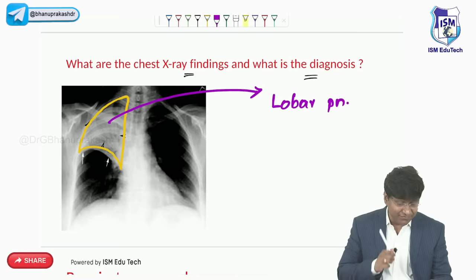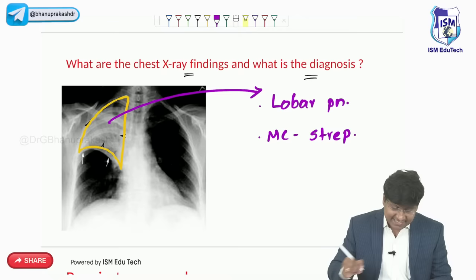And what is the most common organism that will be causing lobar pneumonia? That is your Streptococcus pneumoniae. Okay, right. Next, I'll show you another X-ray.